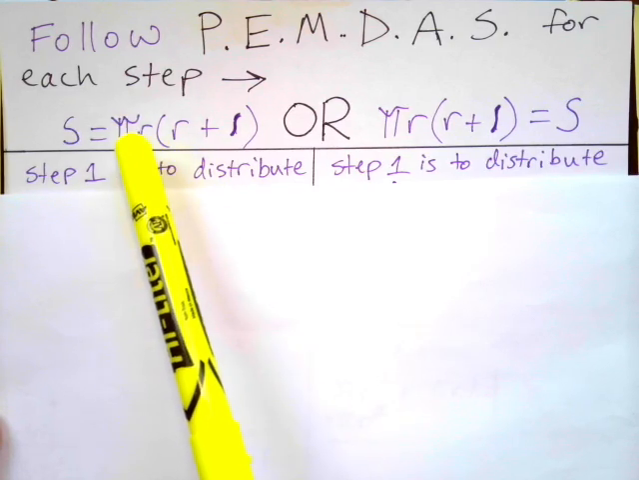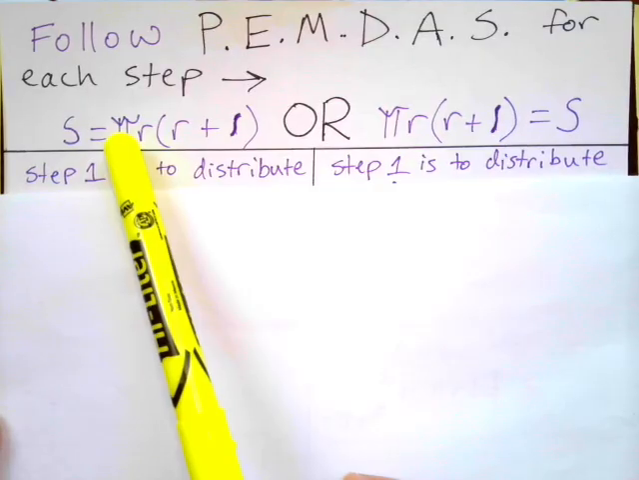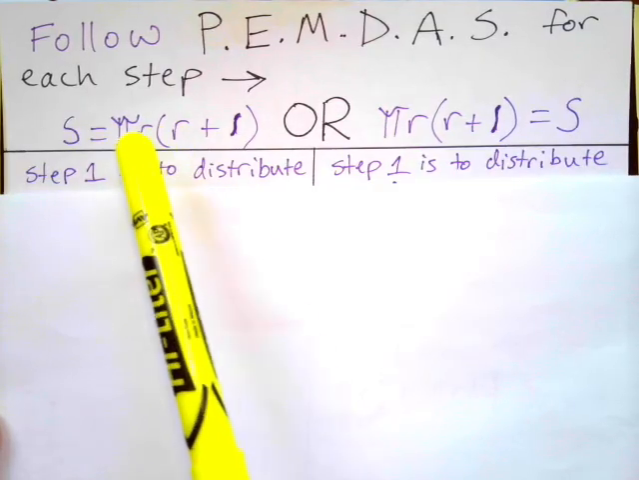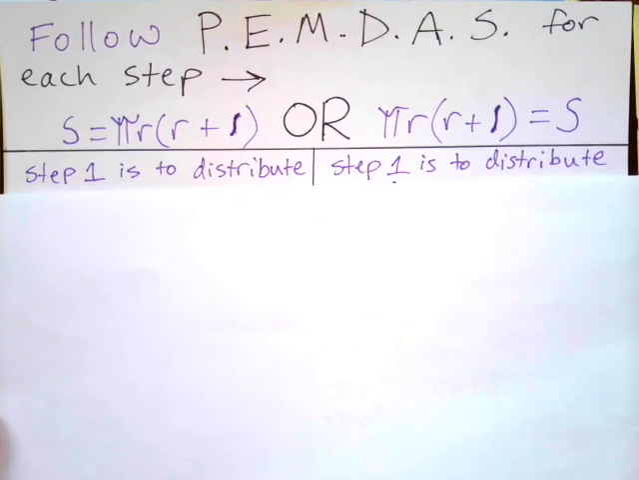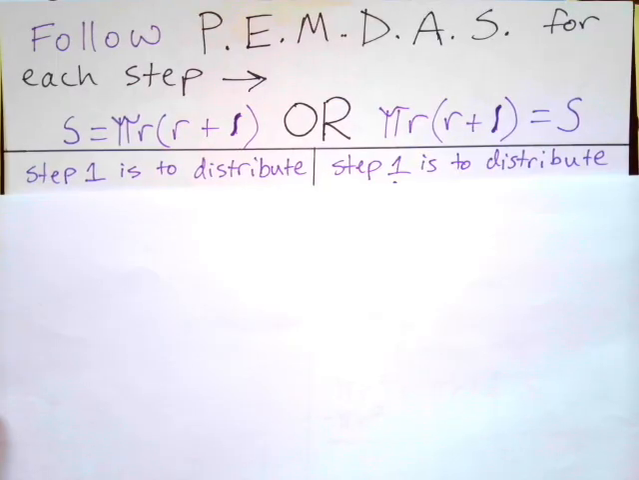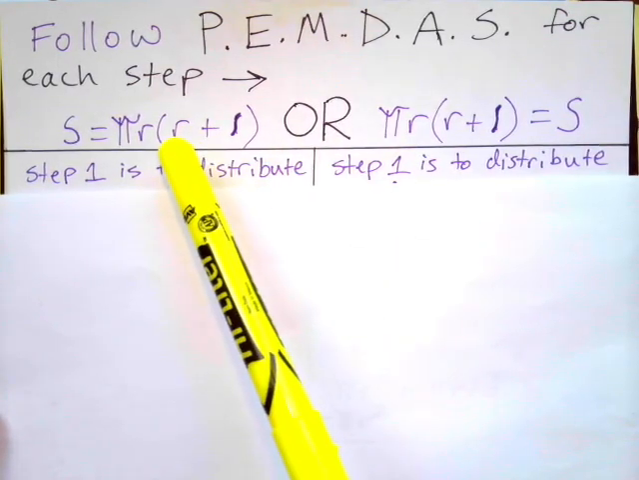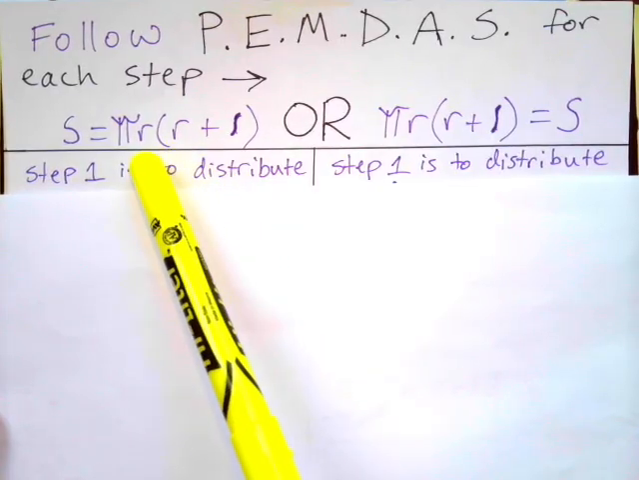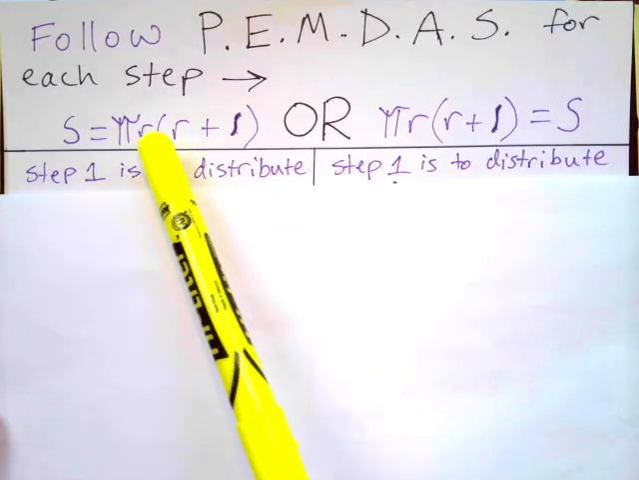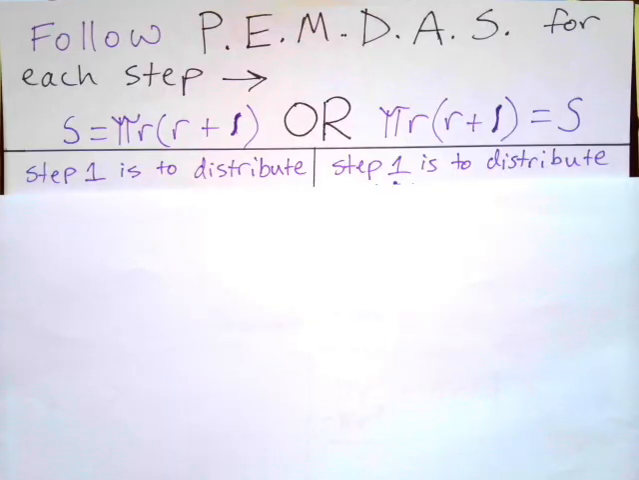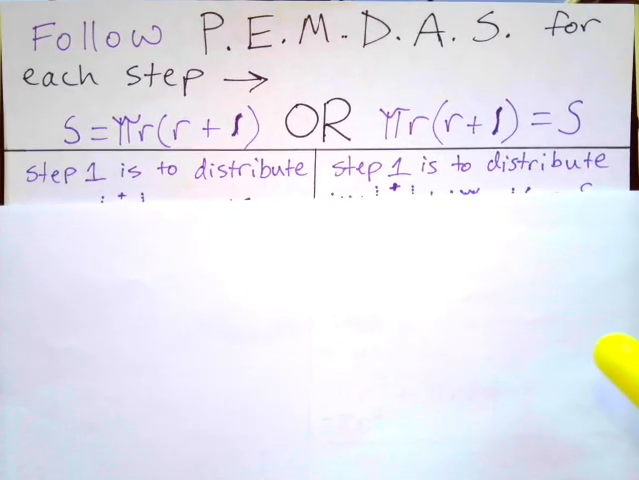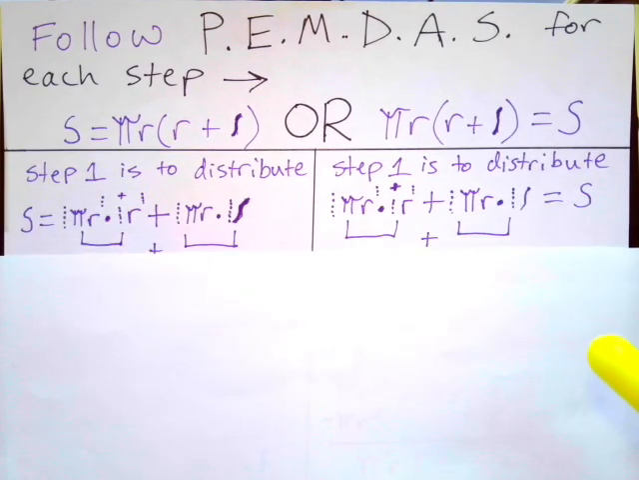And what you do is you multiply that pi r term times each of the terms on the inside of the parentheses. So again, multiplication is the step in the order of operations I'll take. And that's distribute. I'm going to distribute and multiply times both of those terms. So what does that look like? Let me show you here.